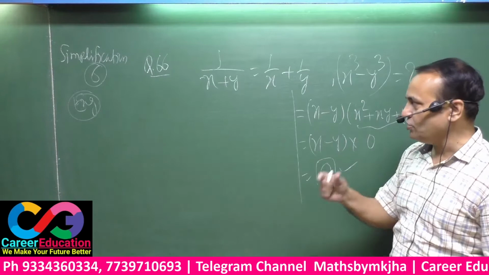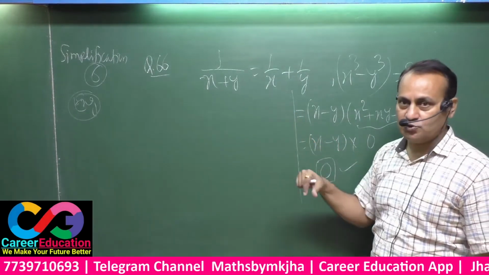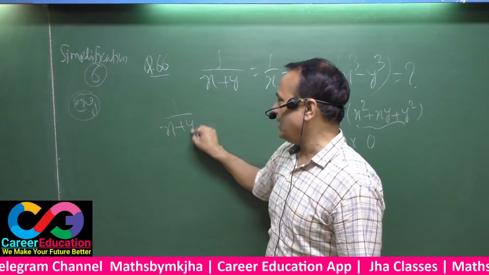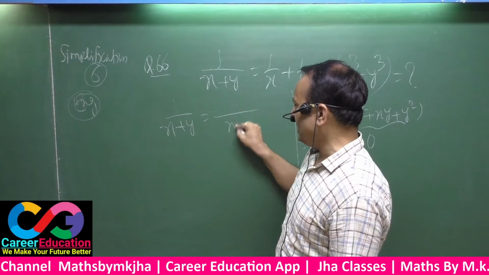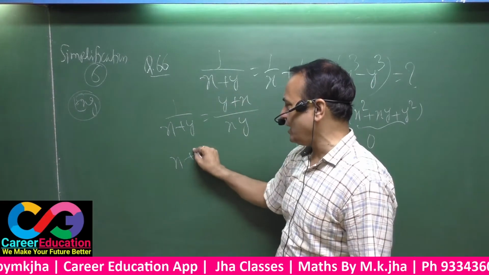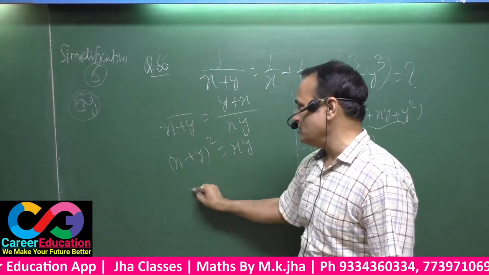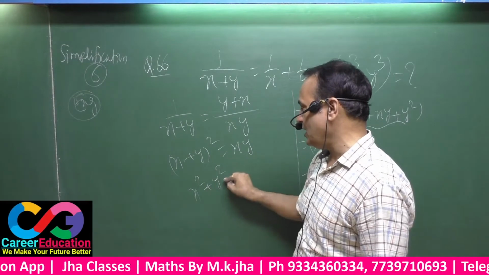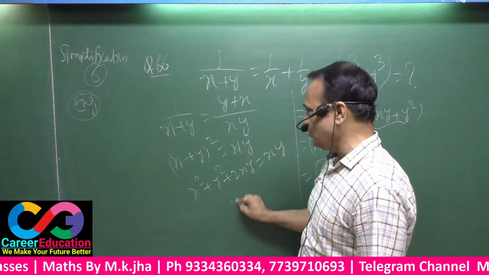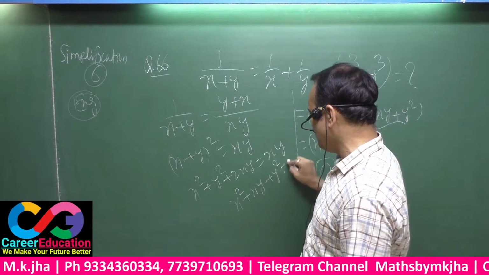See here, you have to see only now the value of x square plus xy plus y square equals to 0, coming from this. This is 1 by (x plus y); after calculation, this will be xy over y plus x. Again, this will be (x plus y) whole square equals to xy. That means x square plus y square plus 2xy equals to xy. That means this is x square plus xy plus y square equals to 0.